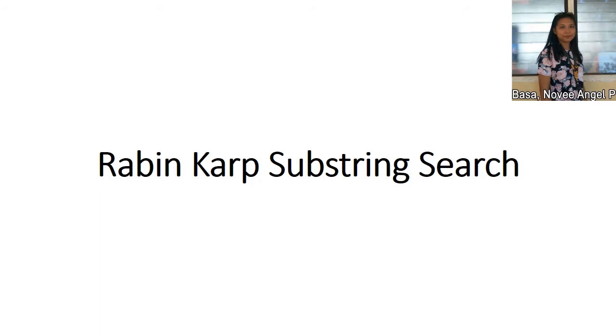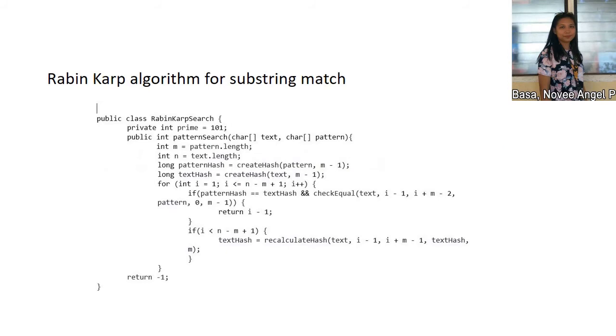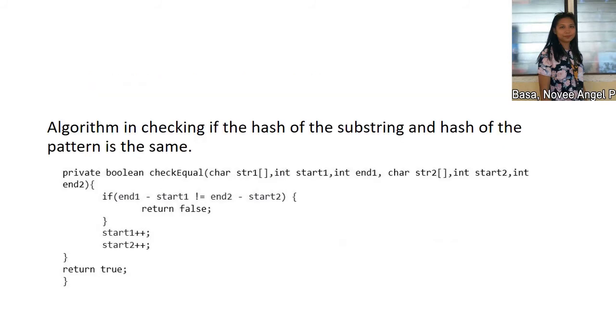Rabin-Karp substring search. In computer science, the Rabin-Karp algorithm or Karp-Rabin algorithm is a string searching algorithm created by Richard M. Karp and Michael O. Rabin that uses hashing to find any one of a set of pattern strings in a text. This is the Rabin-Karp algorithm for substring match. And here is the algorithm in checking if the hash of the substring and hash of the pattern is the same or not.